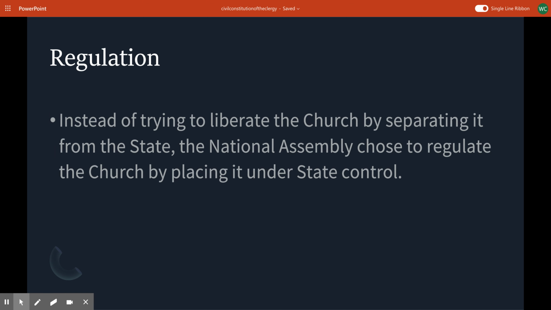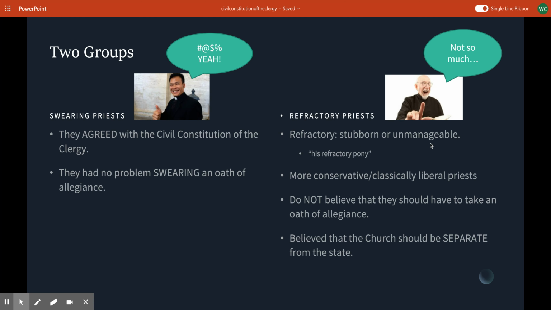Regulation, remember, and so instead of trying to liberate the church by separating it from the state, the National Assembly chose to regulate the church by placing it under state control. Now, among the French clergy, there are two groups. These two groups are, first of all, the swearing priests, and second, the refractory priests.